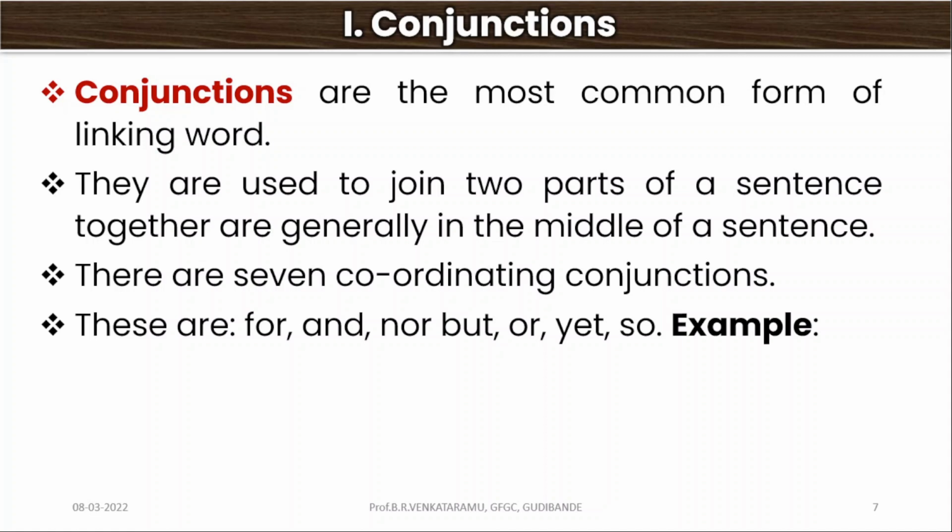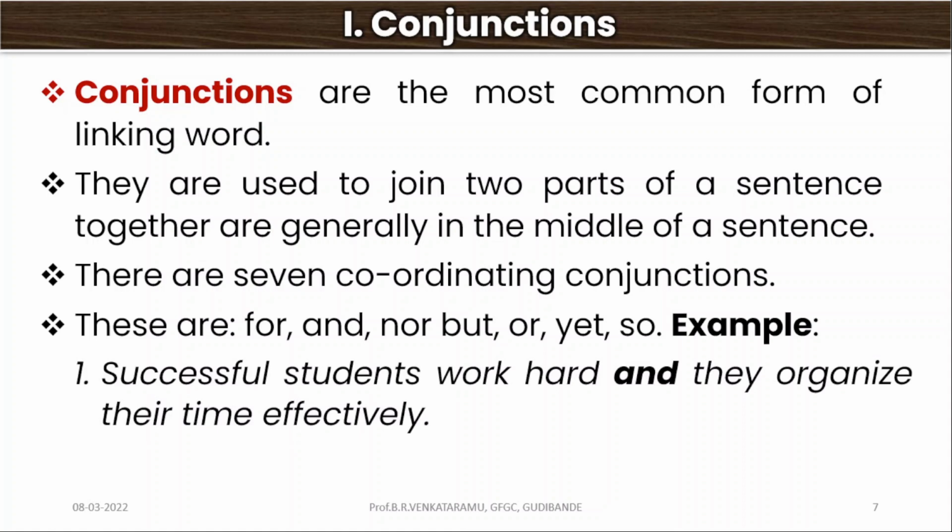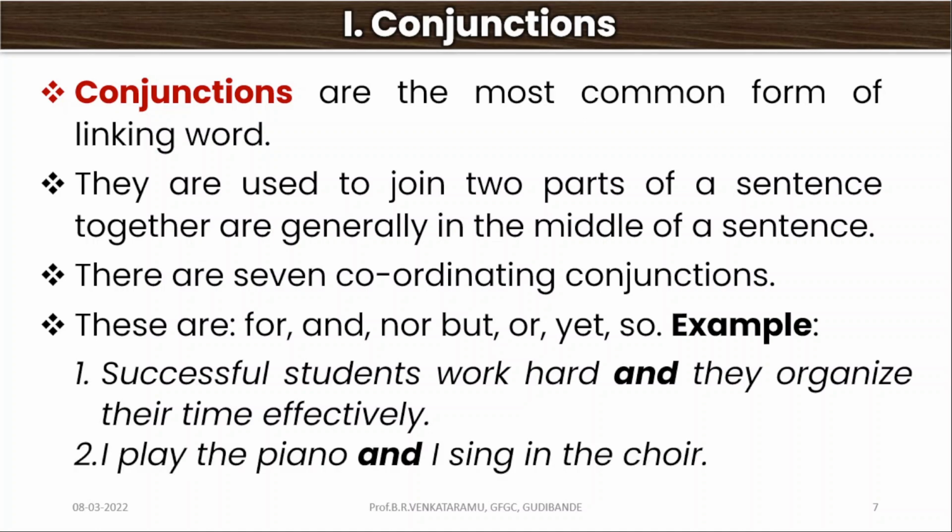You could remember these coordinating conjunctions by the acronym FANBOYS. F stands for, A stands for and, N stands for nor, B stands for but, O stands for or, Y stands for yet, S stands for so. Let's look at some examples. Successful students work hard and they organize their time effectively. I play the piano and I sing in the choir. Well, in these two sentences, and is the conjunction that relates the two sentences. Well, this and is also called the coordinating conjunction.